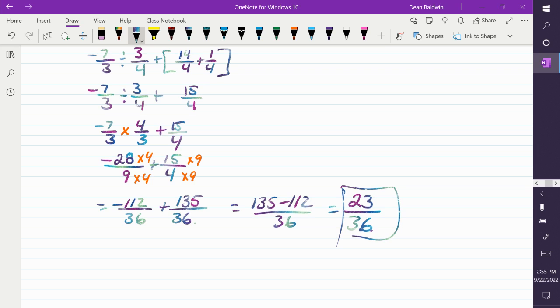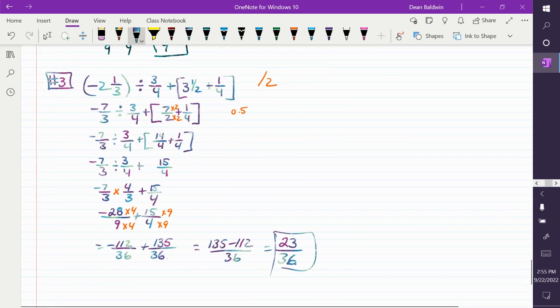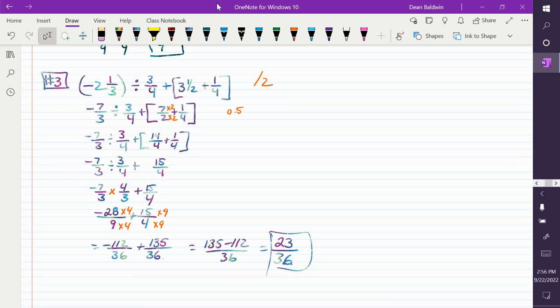Aren't those fun? No. It's not that common. No, it's the same stuff. It's just fractions.